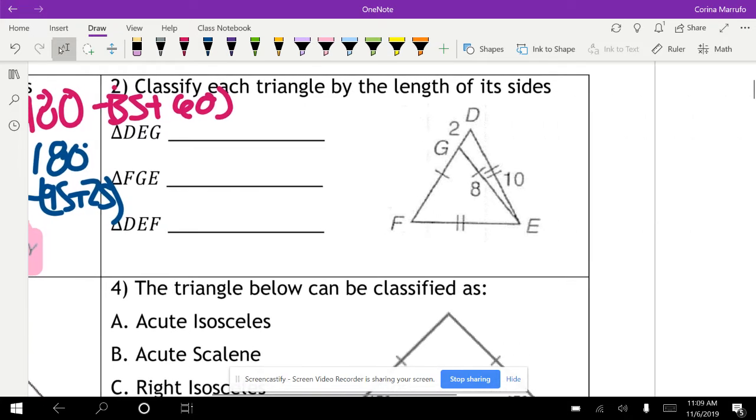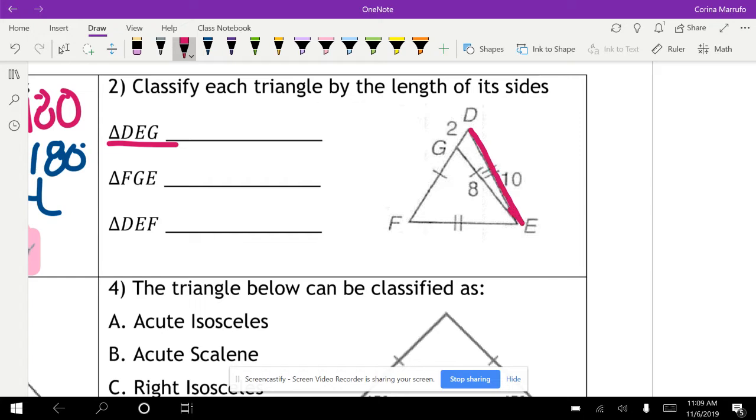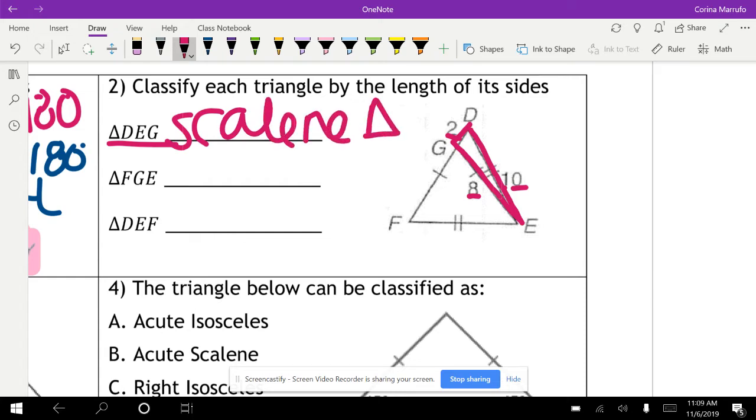All right, the next one asks us to classify each triangle by the length of its sides. So the first one asks us triangle DEG. So if we're looking at triangle DEG, it is talking about this triangle here. So one side is 10, one side is 8, and the other side is 2. All of them are different, so that means this is a scalene triangle.